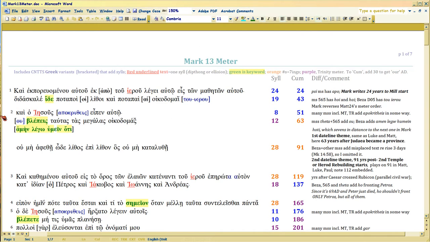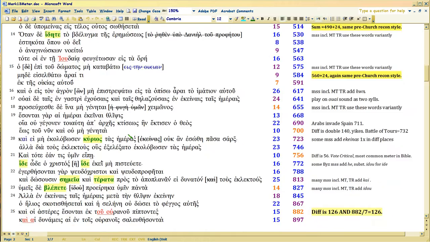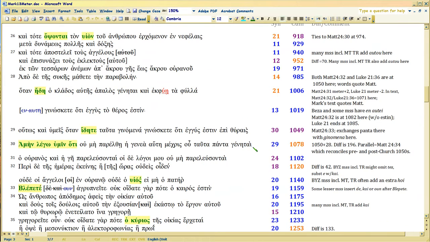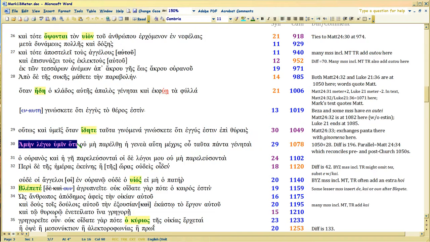Okay, and then here, which is just after 63. So 1078 minus 63 is divisible by 7. In Matthew 24:25, every time, and sometimes you have to count it from the beginning or the end, like I'm doing here. Here I'm counting from one beginning to the end of the next one. But sometimes you're counting between just the phrase itself.